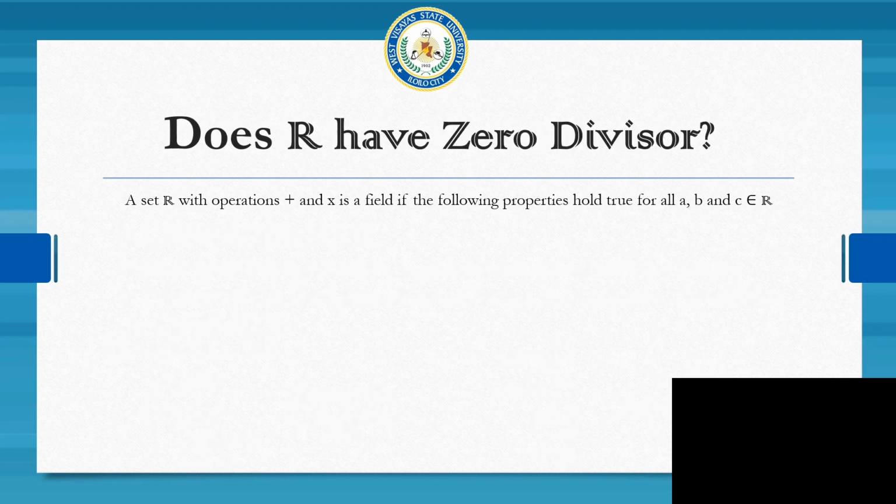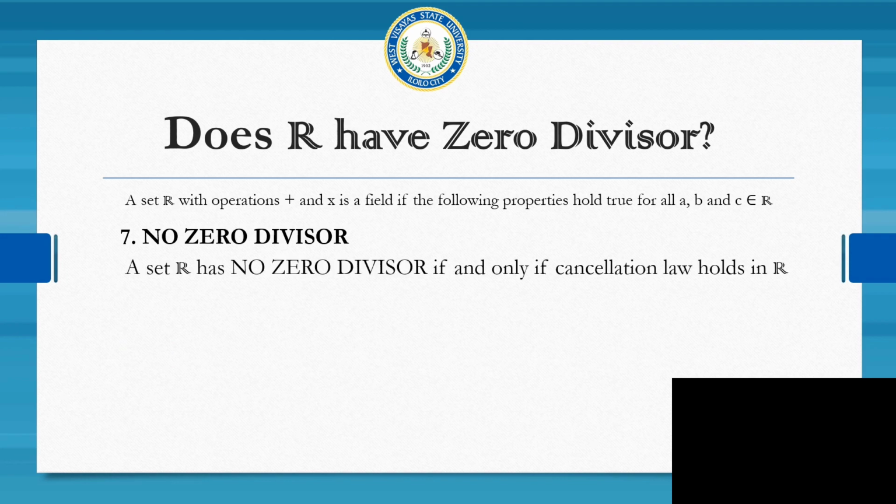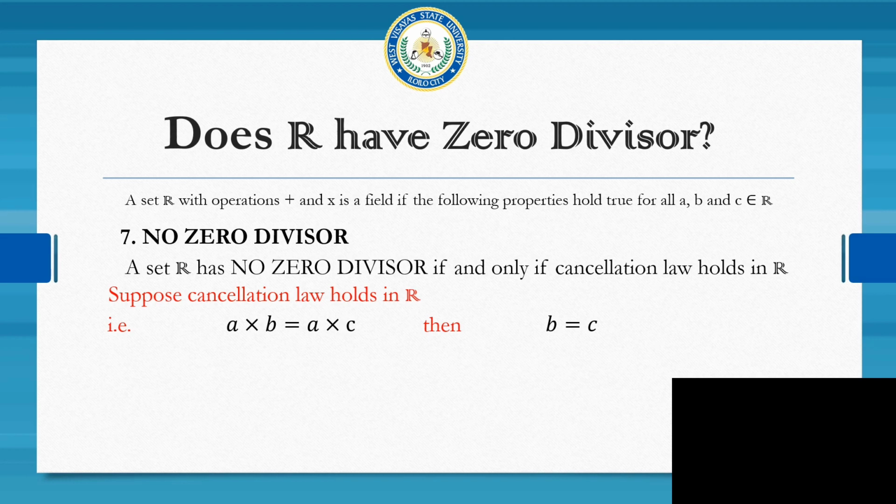Does the set of real numbers have zero divisor? Set R has no zero divisor if and only if the cancellation law holds in the set of real numbers. Suppose the cancellation law holds in the set of real numbers such that A times B equals A times C, then B equals C.